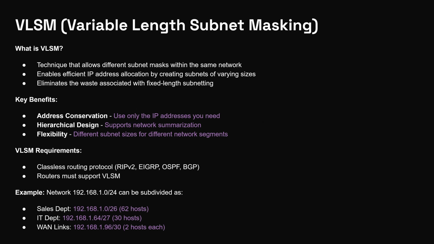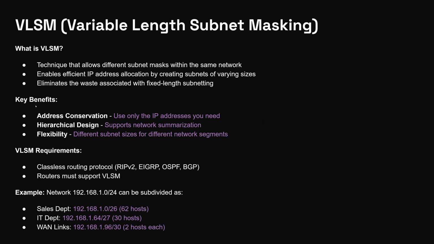This takes us to our last slide, which is on variable length subnet masking, also known as VLSM. So what is VLSM? It is the technique that allows different subnet masks within the same network. It enables efficient IP address allocation by creating subnets of varying sizes, and eliminates the waste associated with fixed length subnetting, which we have been doing so far with breaking down a /24 into multiple subnets, in our example before, four subnets. And that's basically VLSM. We have been doing that this whole time.